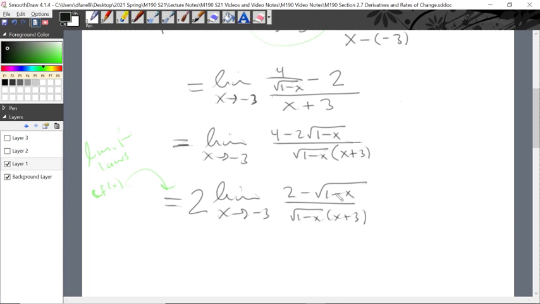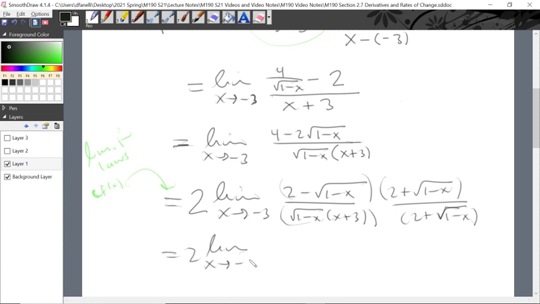And so now we need to remove this discontinuity from the numerator, right? So we're going to multiply the top and the bottom by the conjugate of the numerator. Okay, so we get 2 times the limit x approaches -3. Now the numerator will become what? 4 minus the quantity 1 minus x.